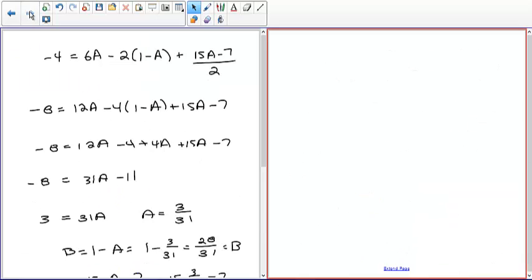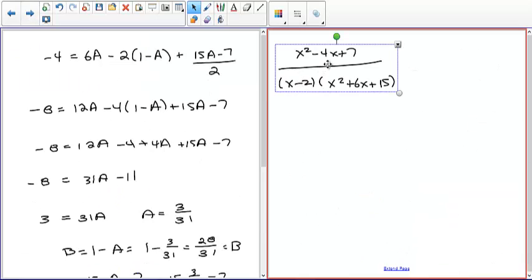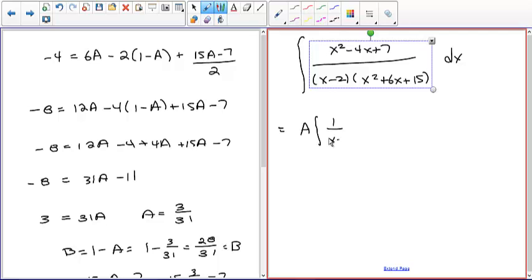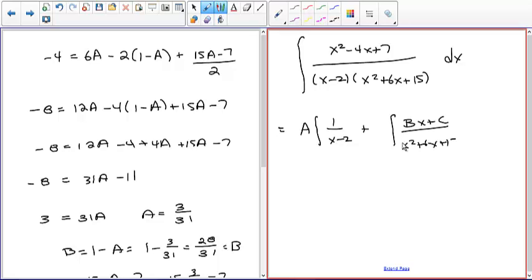What we can do is we can rewrite the integral. If we wanted to do the integral of this original expression, it's going to be the same as a times the integral of 1 over x minus 2 plus the integral of bx plus c over x squared plus 6x plus 15 dx. Now the next part's more difficult, so it's not quite the same as the last time.